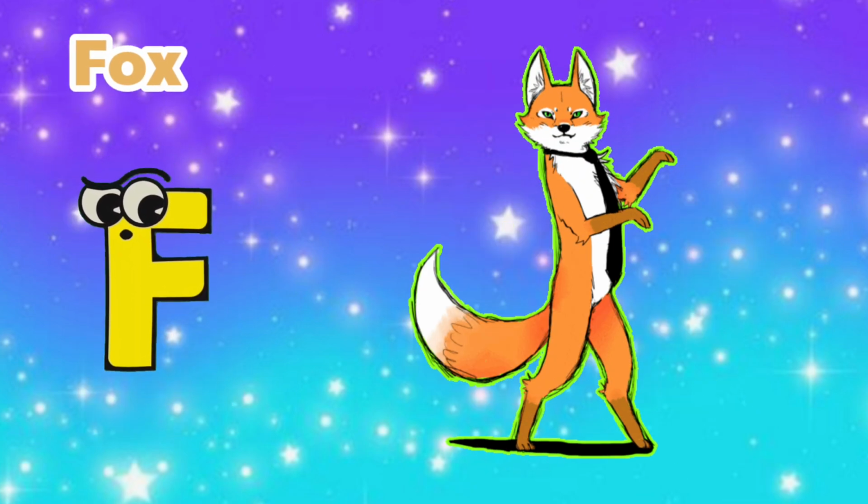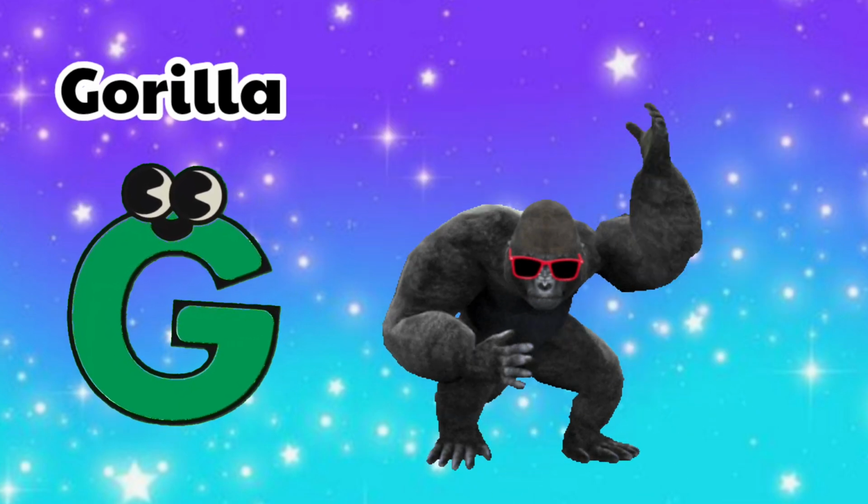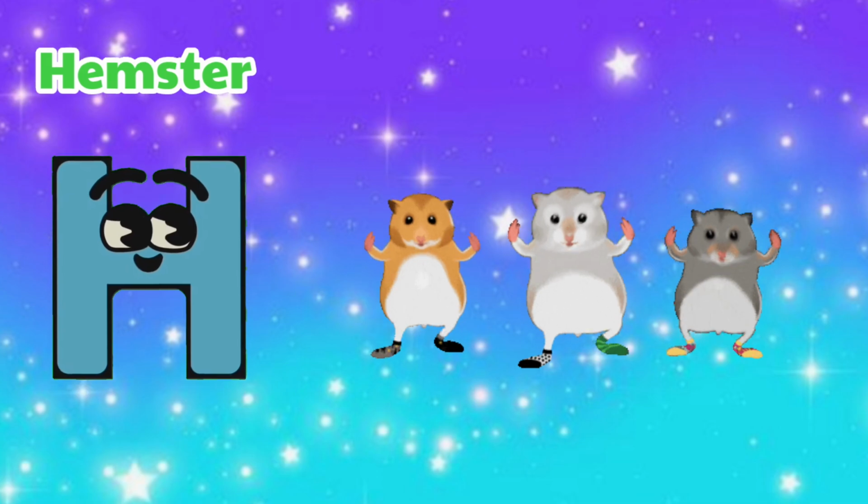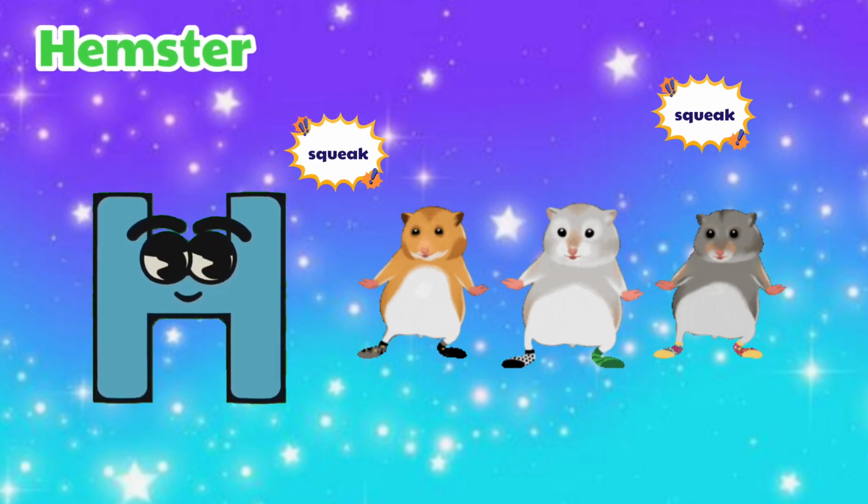F is for fox, yip. G is for gorilla, hoot. H is for hamster, squeak.